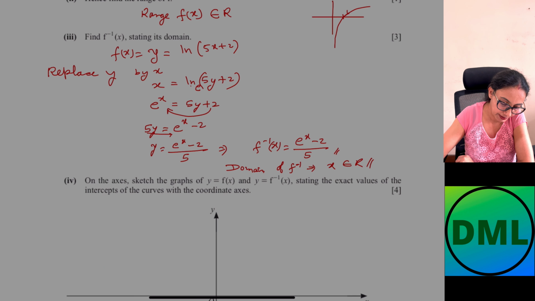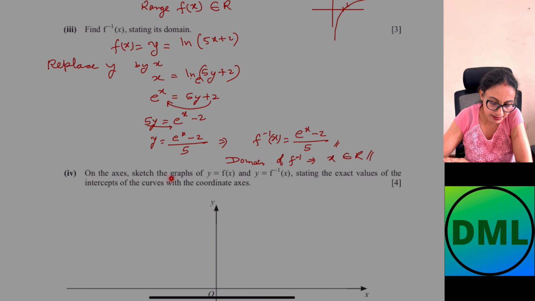Let's see the next part here. On the axis, sketch the graph of y is equal to f of x and y is equal to f inverse of x, stating the exact value of the intercept of the curves with the coordinate axes.